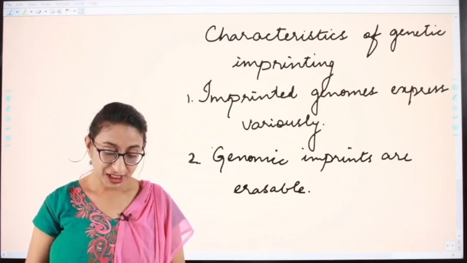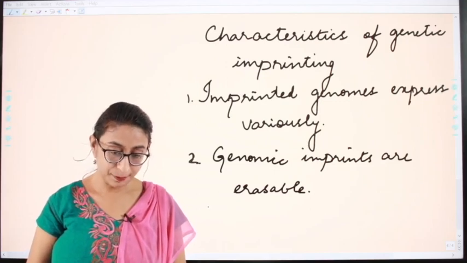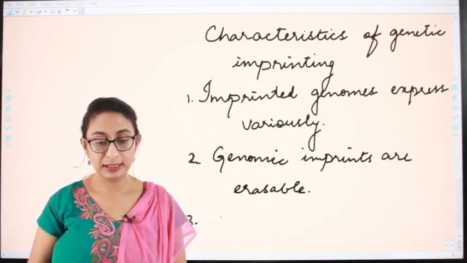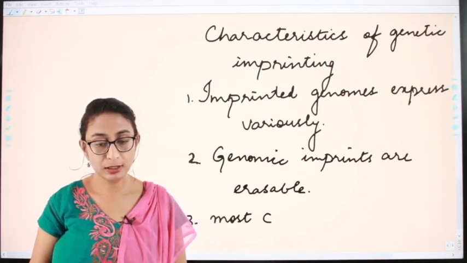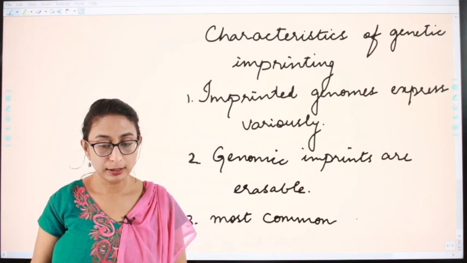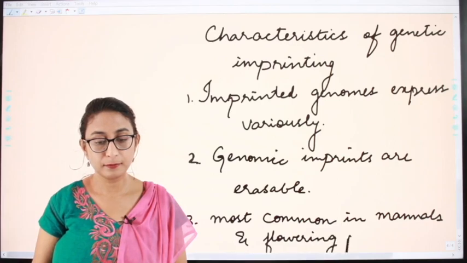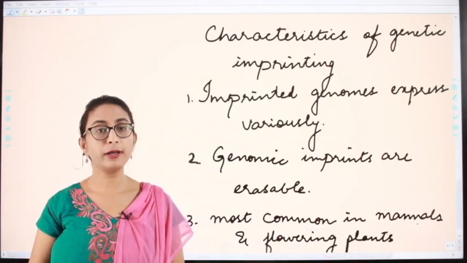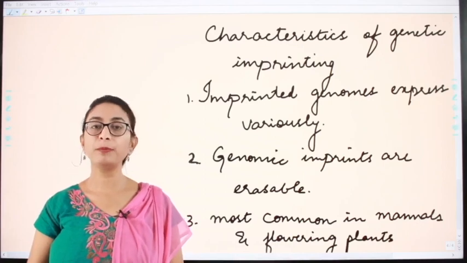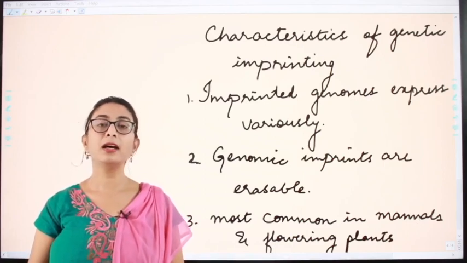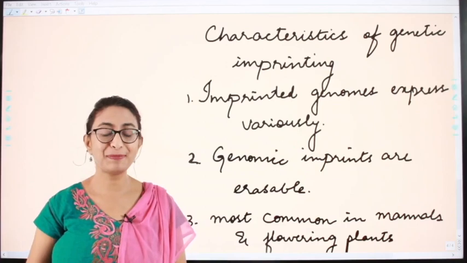Next, gene imprinting is most common in mammals and flowering plants. So you can find this process of genetic imprinting very commonly in mammals and flowering plants.